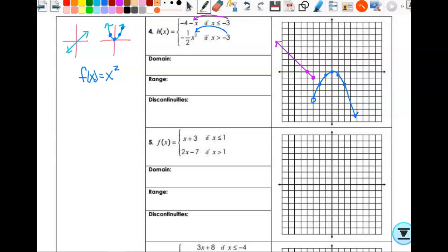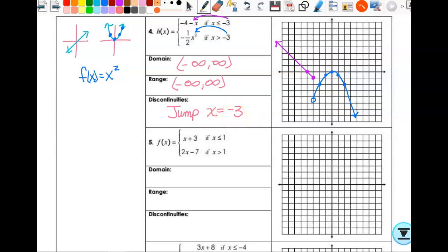Okay. So now we do domain. Is it going to be negative infinity to infinity? Yes, because it takes care of all that. So it's just negative infinity to infinity. What do you think about the range? Yeah, negative infinity to infinity again. Do I have any discontinuities? Yes. Jump again at what? X equals negative 3.